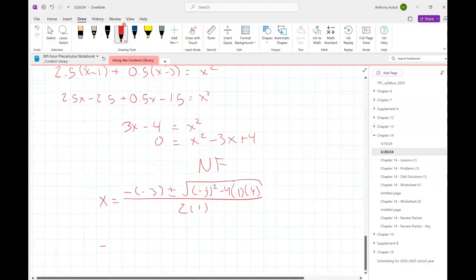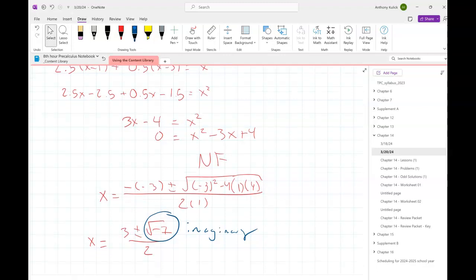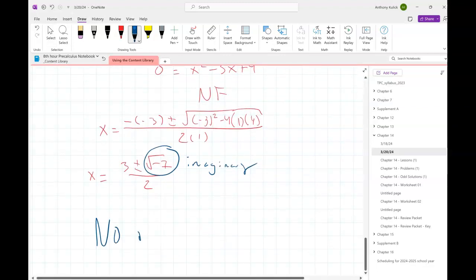So, let's see, we get 3 plus or minus. Negative 3 squared is 9. Negative 4 times 1 times 4 is 16. 9 minus 16 is negative 7. Square root of negative 7 is going to be imaginary, correct? We're not going to accept imaginary solutions here. We're going to stop right now and just say no real solutions.